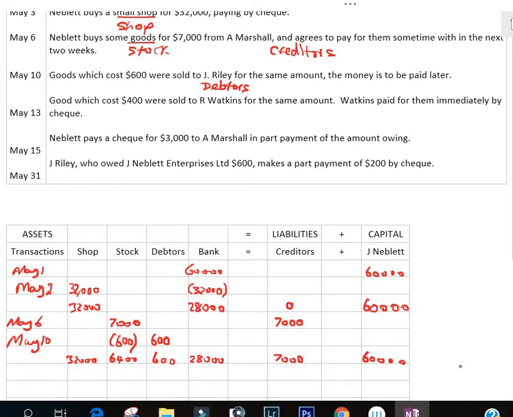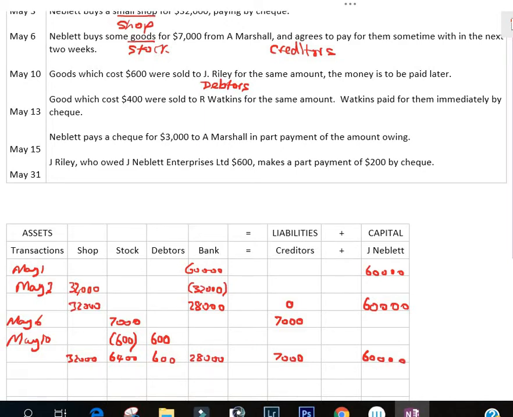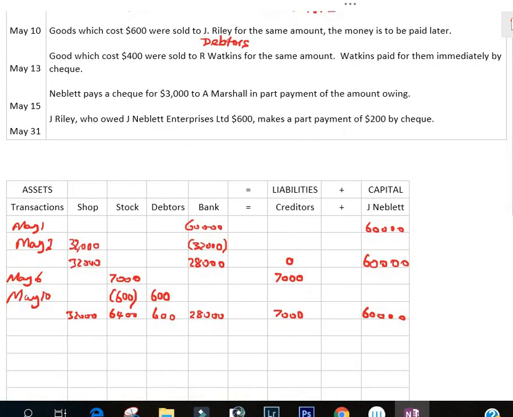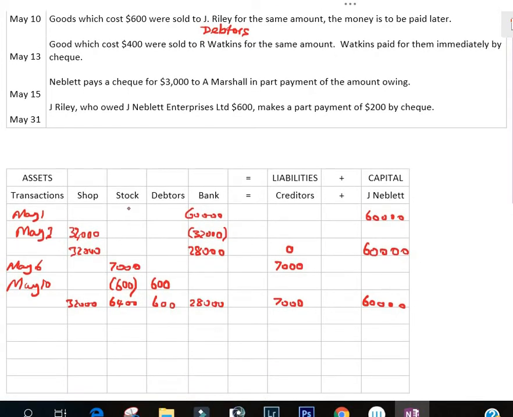Alright, now on May 13th, goods costing $400 were sold to R. Watkins, who paid for it by check. So on May 13th, we got some money coming in, we got some stock going out. So therefore it will affect stock. So we will subtract the stock that went out, and we will add money to the bank, equivalent value to the bank.